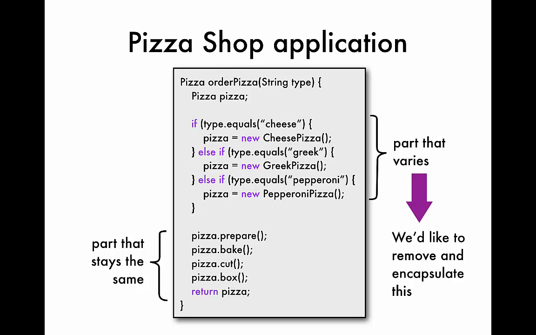Let's look at a method from a pizza shop application. The method's name is orderPizza. It takes an argument of type string that corresponds to the kind of pizza you want to order. Notice that there's a local variable pizza here with type Pizza with a capital P. Pizza is an abstract class. You can guess this by looking at the if statement and seeing that the pizza variable will take on one of 3 concrete pizza classes: cheese pizza, Greek pizza, or pepperoni pizza, depending on what string was passed in.